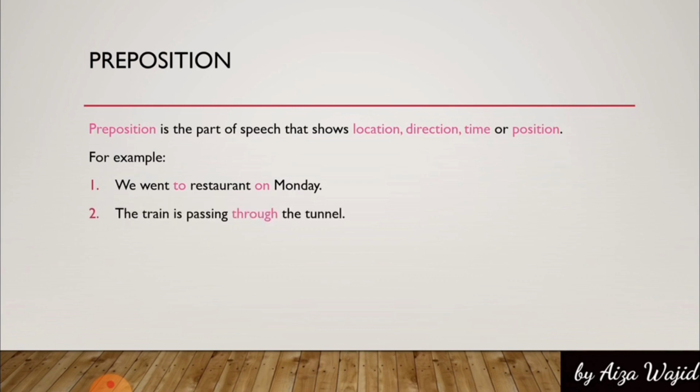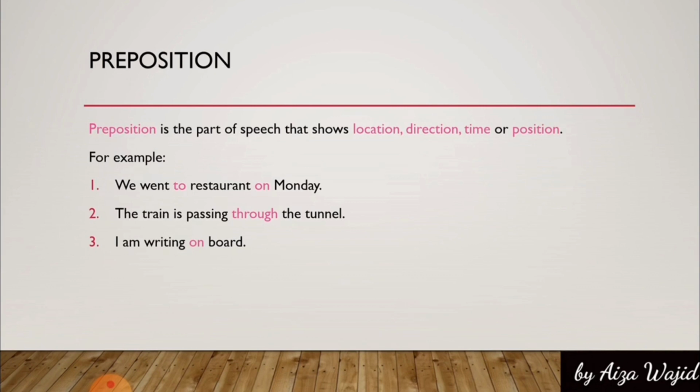The train is passing through the tunnel. From where is the train passing? Through the tunnel. It is telling us about the location of the train. I am writing on board. On which am I writing? On board. It is telling the position, and this is known as preposition. We have seen here three prepositions: to, through, and on.